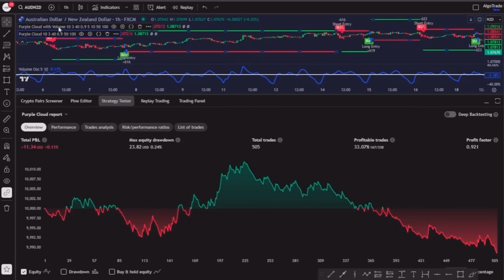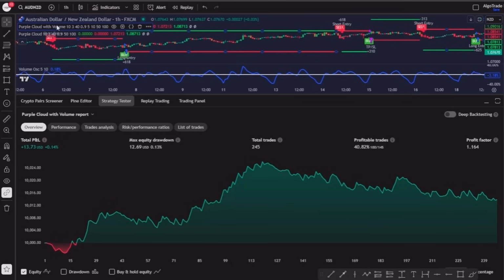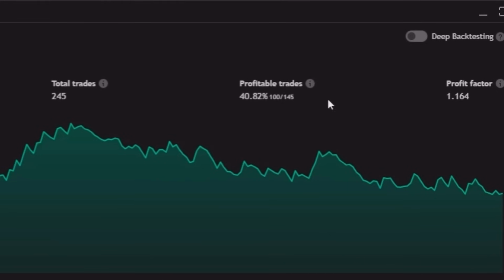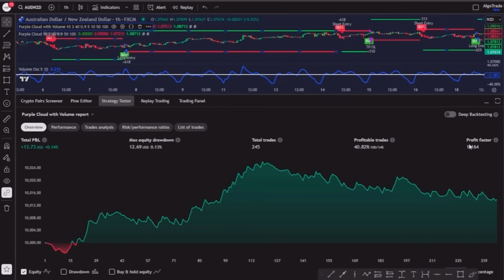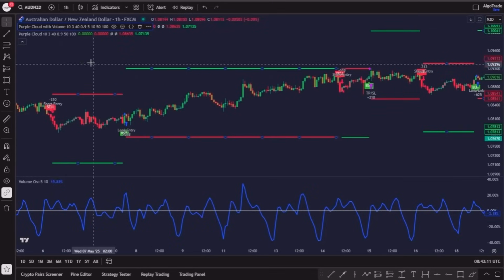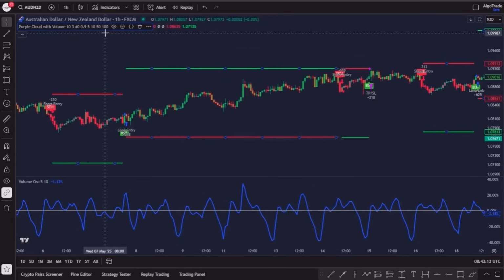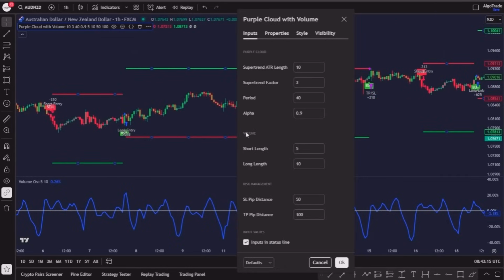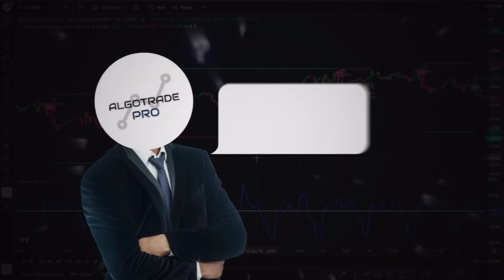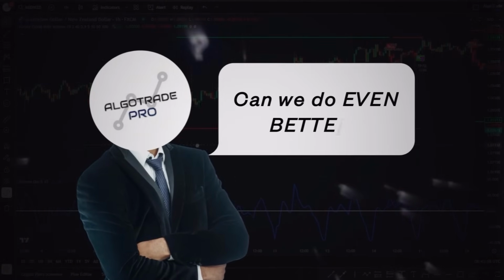Now let's take a look at the version with a volume oscillator. The win rate jumps to 40.5% and the strategy generates fewer trades but with a significantly better profit factor and more consistency. So even with just one small change, adding a simple volume filter, we are already seeing a clear performance improvement. And now you might be thinking, can we do even better?